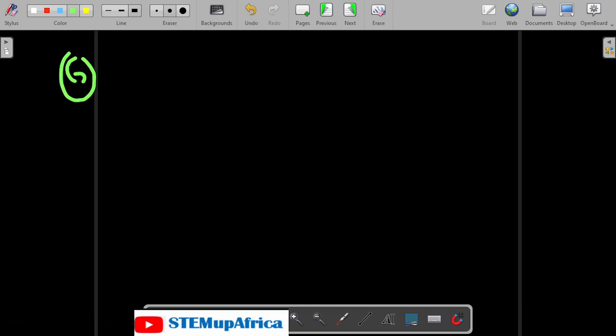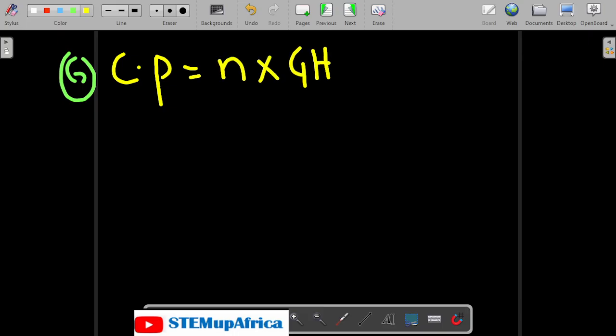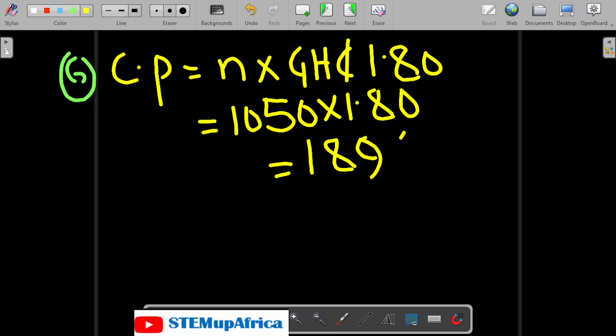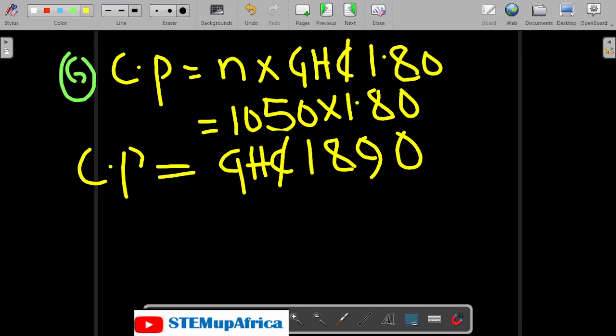So the cost price of blocks now. The cost price will be the number of blocks times the amount in Ghana cedis, which is 1.80. So I'm having 1050 times 1.8. That will give us 1890. This is the cost price for the total blocks, in Ghana cedis.